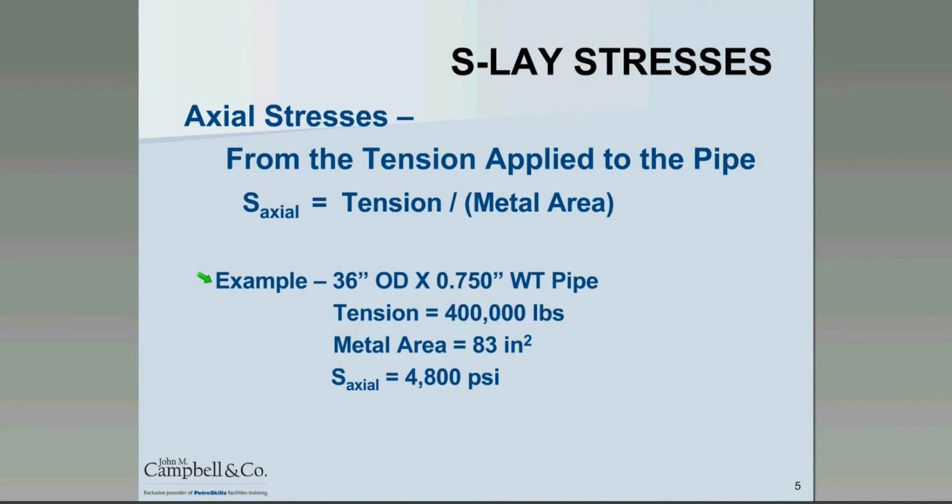Let's run an example to see how big these numbers can be. For example, we have a 36-inch diameter pipe, a 0.750-inch wall thickness pipe. We're going to assume that the applied tension is 400,000 pounds, a high number, but certainly not as large as it can be. The metal area for this pipe is about 83 inches squared. Do the mathematics in the equation, and you'll find that the actual stress is about 4,800 psi.